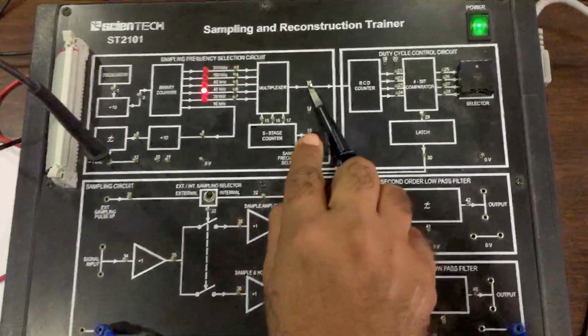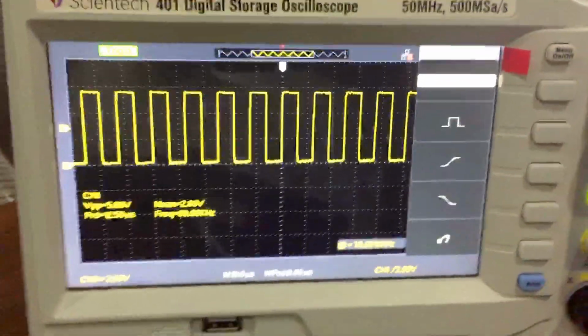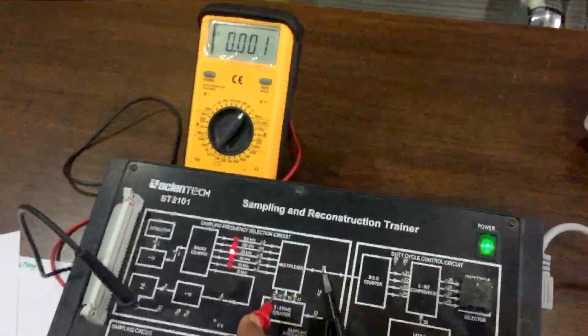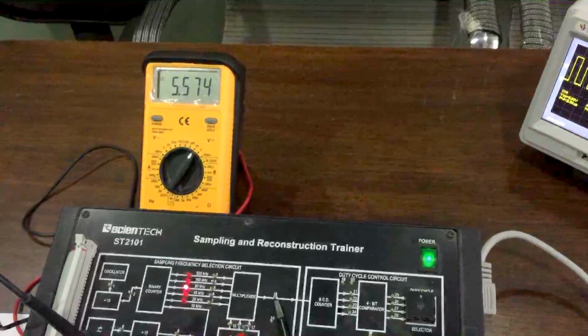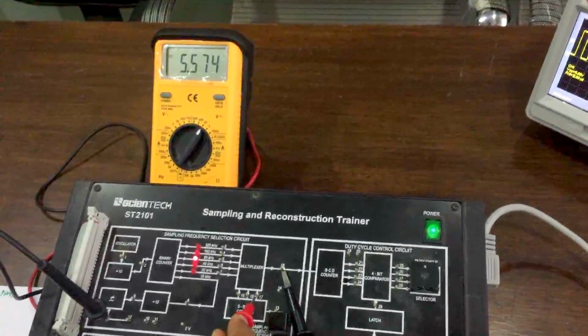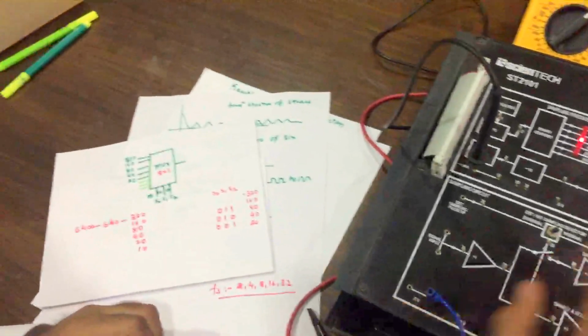Next, if we select 80 kilohertz and related selector positions: 0, 1, 1. Fine. So for 80 kilohertz the counter is incremented by 1, which represents 0, 1, 1.